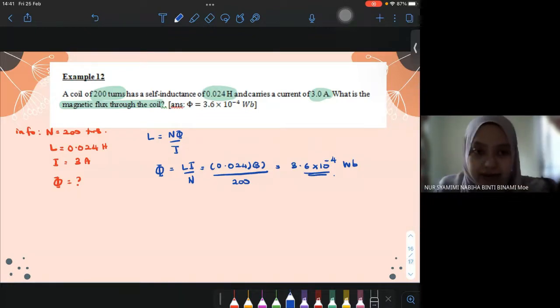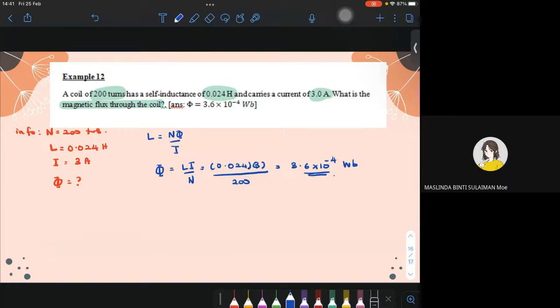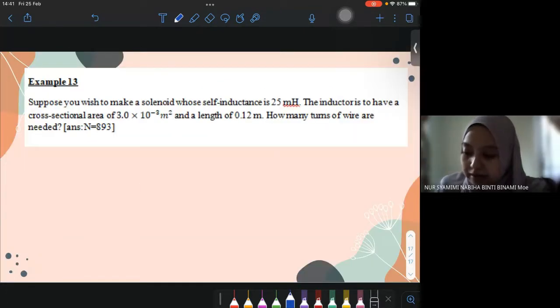Okay, boleh proceed sikit lagi. The last example. Boleh, madam. Boleh, madam. Right, and the last example. Okay, kalau saya laju sangat betul Okay.